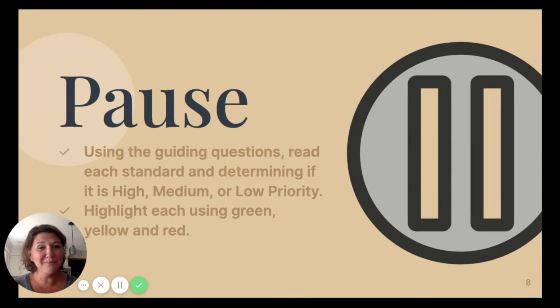Go ahead and pause. This is probably the meat of your meeting and going through this process. Use those guiding questions, read through, determine if it's high, medium, or low, and highlight accordingly.